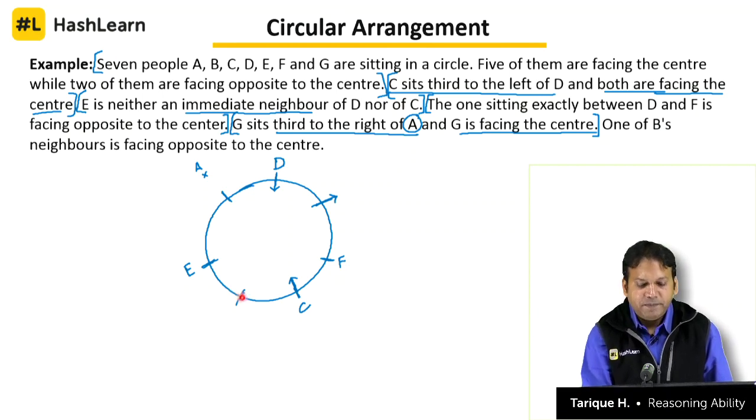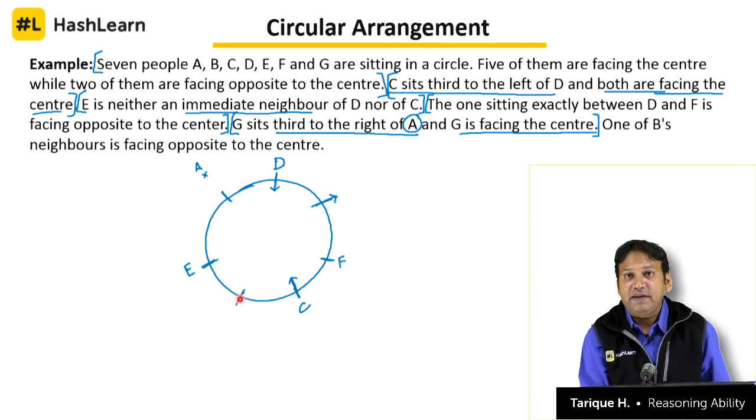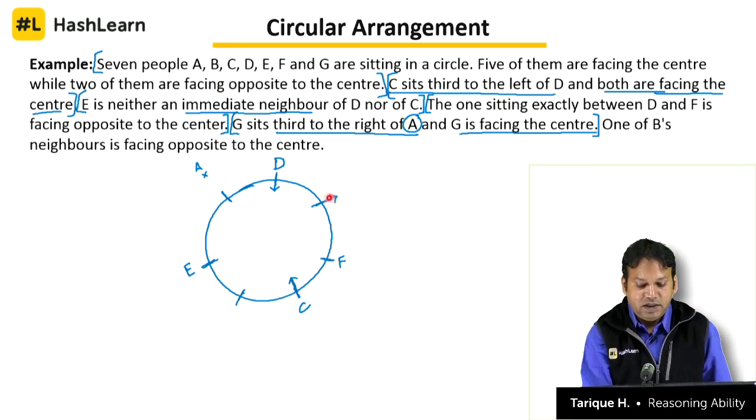So A can be here, but again we don't know which side A is facing, whether he is facing towards or away, and G is third right of A. So if he is facing towards the center, third right, 1, 2, 3, this position is empty. That's very good, but what is the problem? We know that G is facing the center, whereas this person is facing away from the center. That means this case will not be possible. So we have to take the other case, that A is facing away from the center.